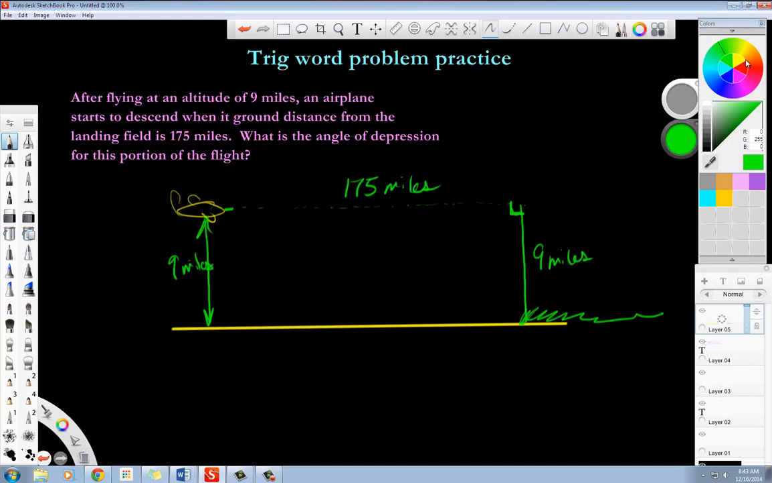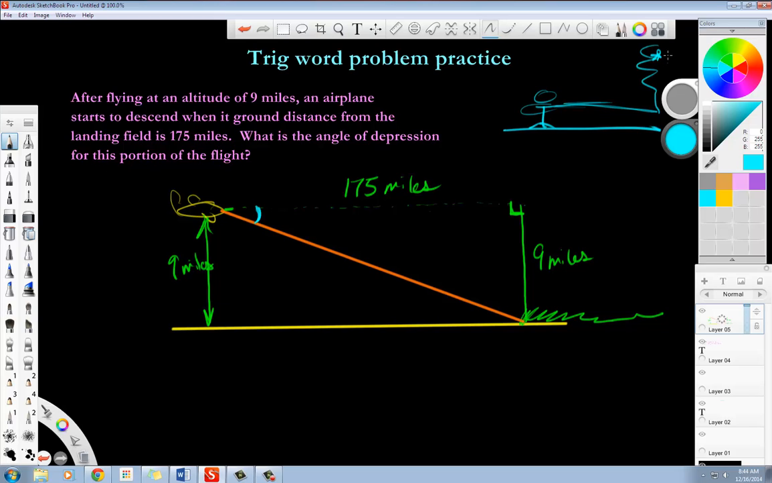But it says, what is the angle of depression from this portion of the flight? Most people don't know what that is, so let me show you. An angle of depression is from the plane to the runway, and it's this angle. That is an angle of depression right there, because it's going down. It's like aiming down. An angle of elevation, like if you had a guy here with a gun, and he's aiming at a squirrel in a tree, and he raises the gun up, that would be an angle of elevation right there. So there you go. This is an angle of depression, and we want to know what this angle theta is right there.